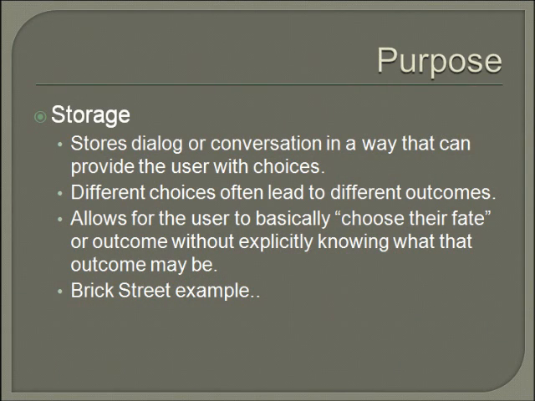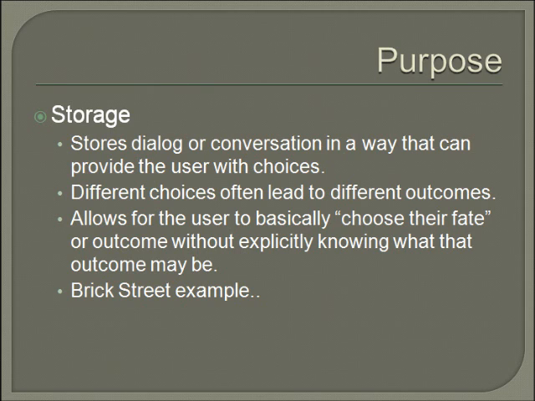One of the main purposes of the dialog tree data structure is storage. They store dialogue or conversations so that the user can make multiple choices. There can be few choices or many choices, but either way, different choices often lead to different outcomes. It is possible, however, for the paths to cross later down the line. These trees basically allow the user to choose their fate when they may or may not know what lies ahead.